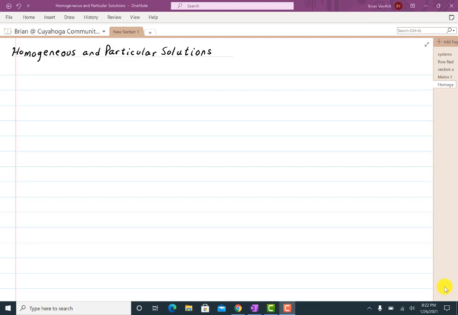This section, we're going to be looking at a couple of different types of solutions, and it's not vector or anything like that. It's homogeneous versus particular solutions. I've got an example, at least what I think is a very simple example, to start off this discussion, and it looks like this.